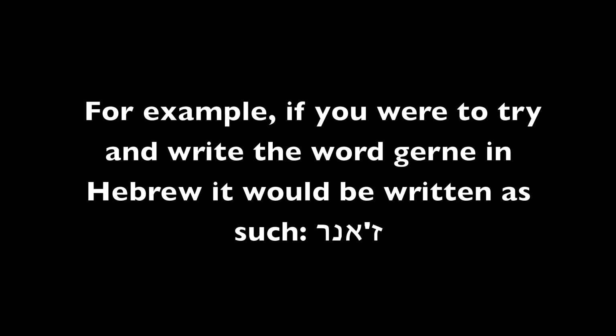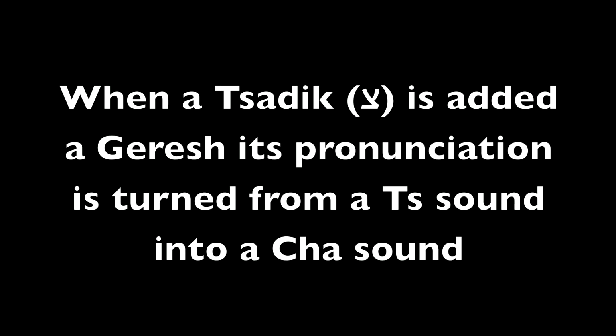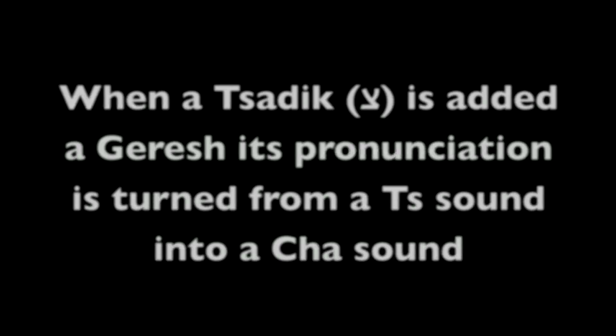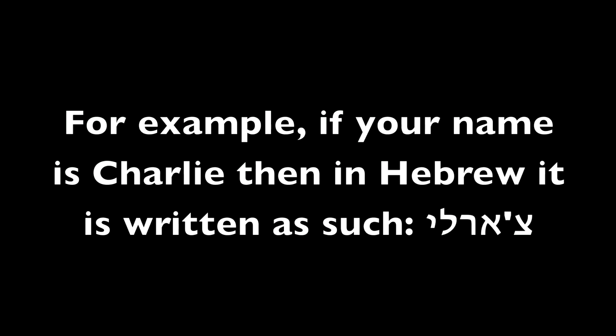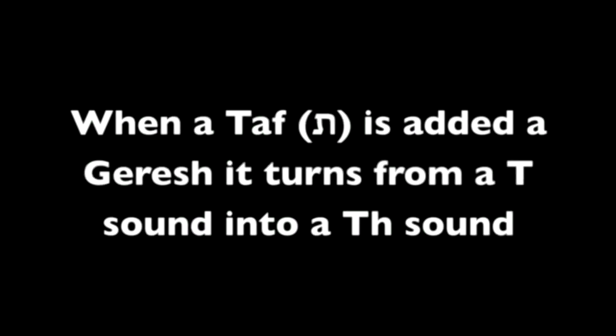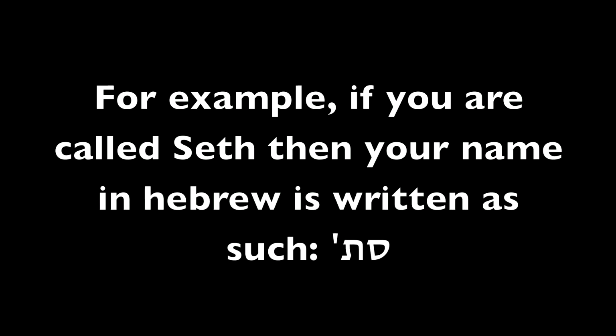For example, if you were to try and write the word genre in Hebrew, it would be written as such. When a Tzadik is added a gerish, its pronunciation is turned from a Ts sound into a Ch sound. For example, if your name is Charlie, then in Hebrew it is written as such. When a Taf is added a gerish, it turns from a T sound into a Th sound. For example, if you're called Seth, then your name in Hebrew is written as such.